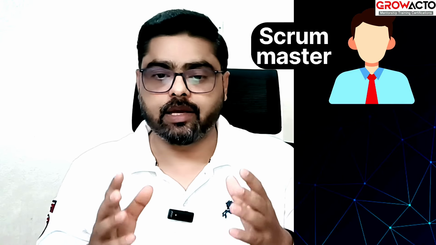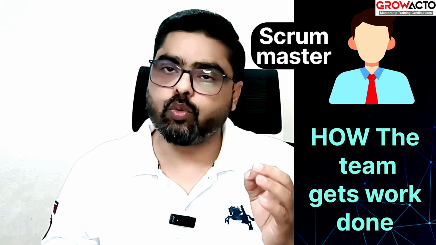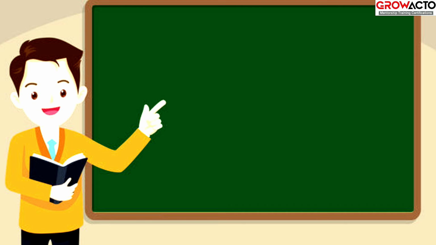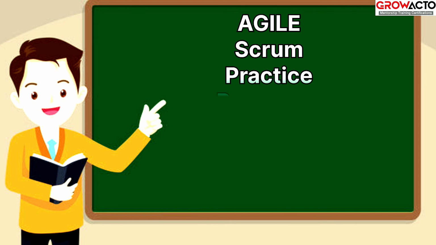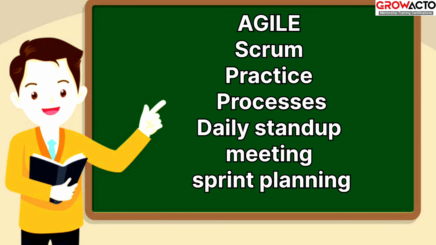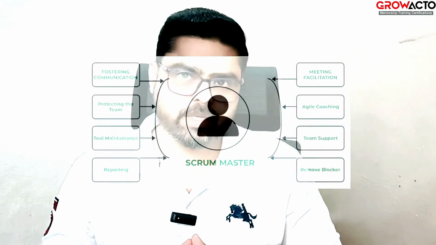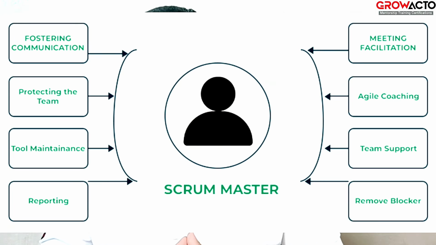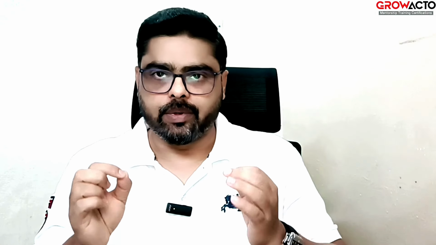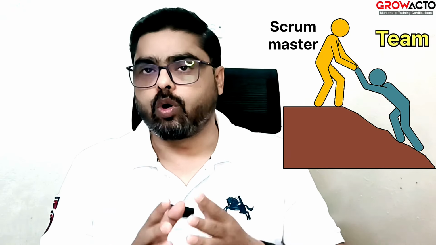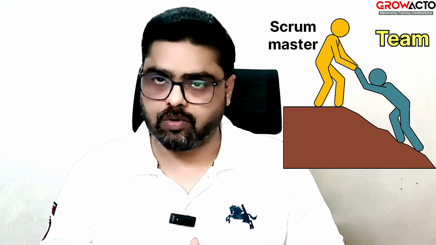On the other hand, the scrum master's responsibility is how the team gets work done. Think of a scrum master like a coach who coaches the team on agile or scrum practices and processes. They also facilitate the daily stand-up and sprint planning, and help the team clear blockers if the team is facing any kind of challenge or problem. The scrum master immediately comes into the picture and solves the issues so that the team can move further and faster.